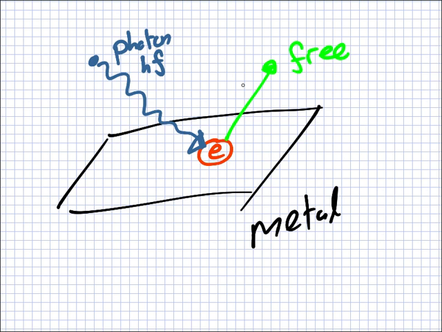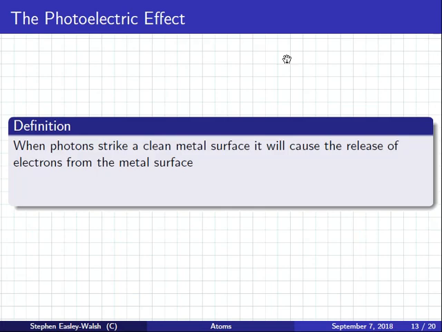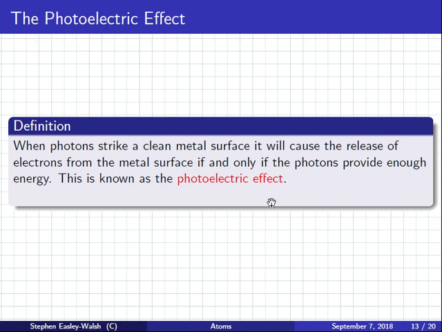So it's kind of like the photon can knock the electron out of the metal. And this in physics is called the photoelectric effect. When a photon strikes a clean metal surface, it will cause the release of electrons from the metal surface if and only if the photons provide enough energy. This is called the photoelectric effect.